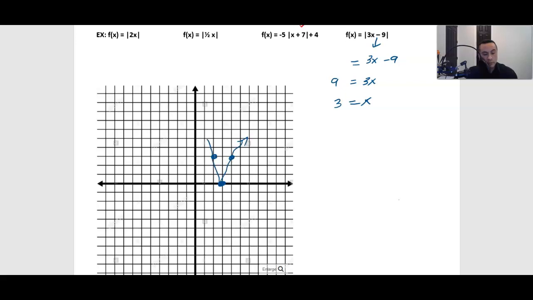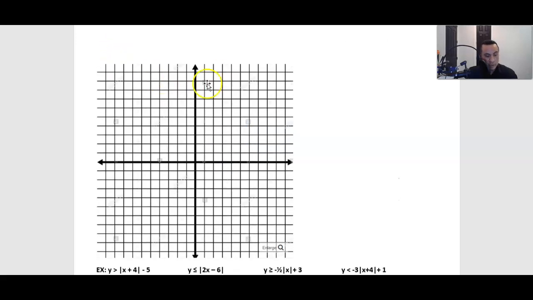The official description of this transformation: this is horizontally translated 3 units to the right, and then horizontally, remember backwards, compressed by a factor of 1/3. Horizontally compressed by a factor of 1/3. That's why it's slimmer. All right, last thing I'm going to share with you.